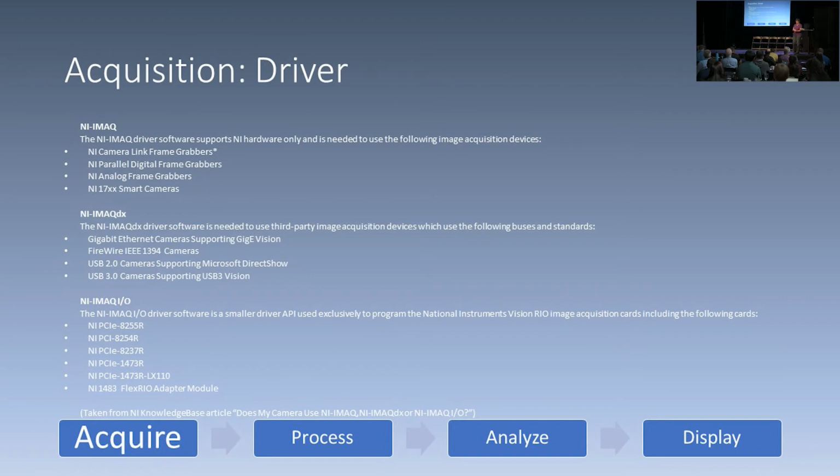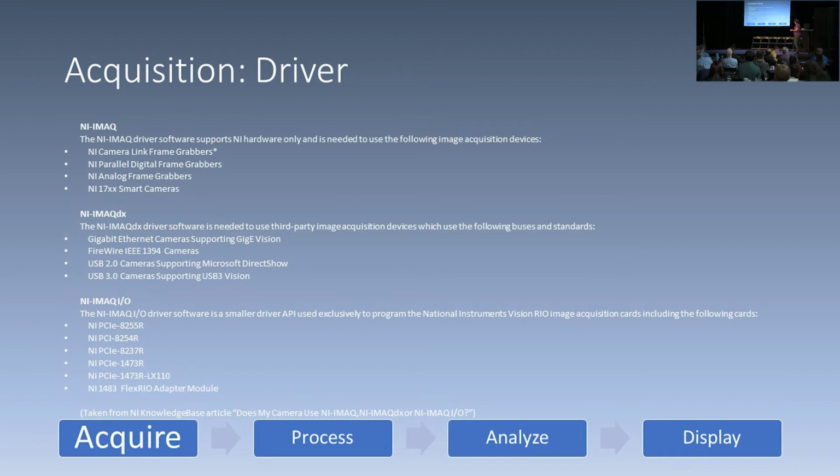IMAQ is only for the NI product line, and this is very small text, but if you go online, you can probably find it. But bottom line, it's their cameras, their Camera Link drivers can use IMAQ. Pretty much any third-party camera is going to use the IMAQdx driver. And that's going to include the GigE cameras, the USB cameras, if they have the right drivers. And then I guess it says FireWire. Nobody uses FireWire anymore, but it's still up there because NI hasn't updated their website for a while.